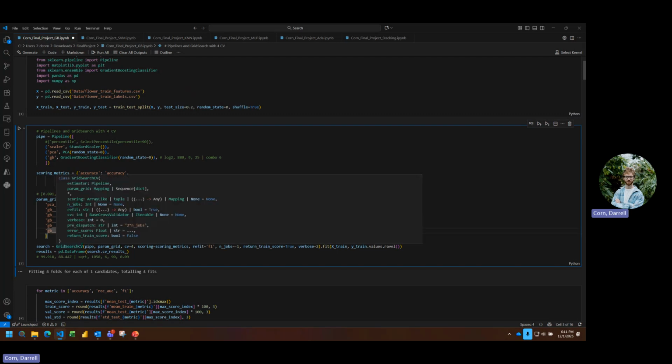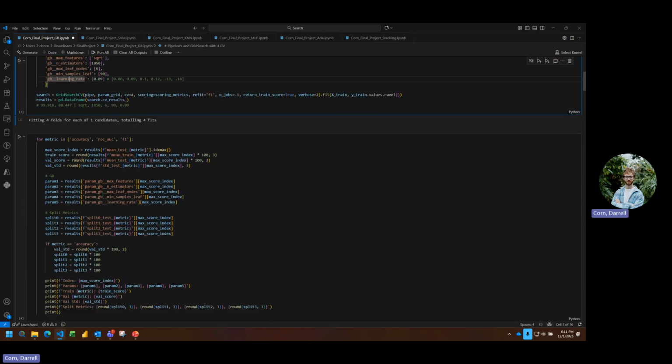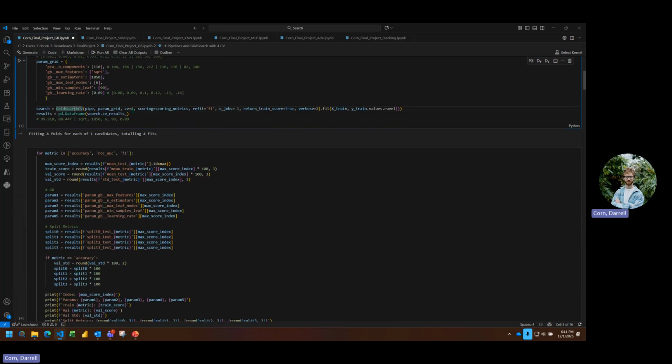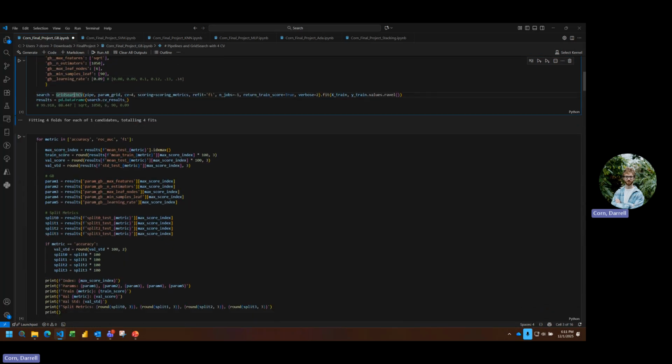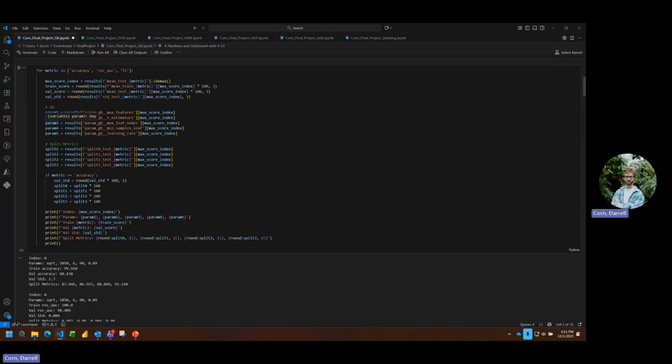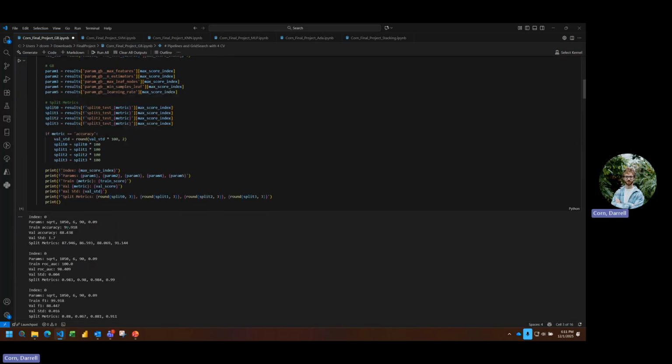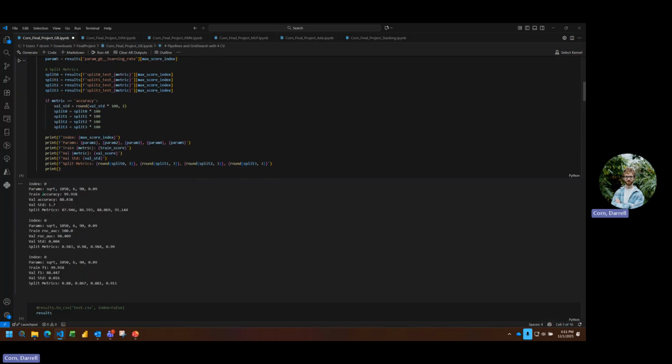Okay, so here, after we fit with a grid search using 4 cross folds, we want to look at how the training session went. So you can look at the best parameters for accuracy, the best parameters for ROC AUC, or the best parameters for F1. You can even look at those metrics across the different training splits.